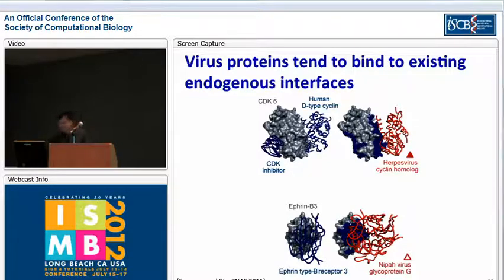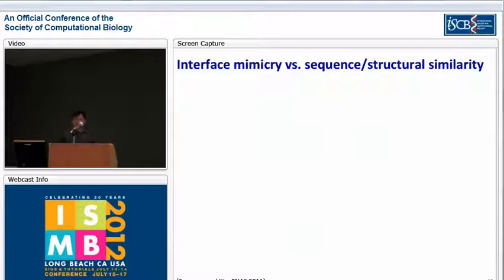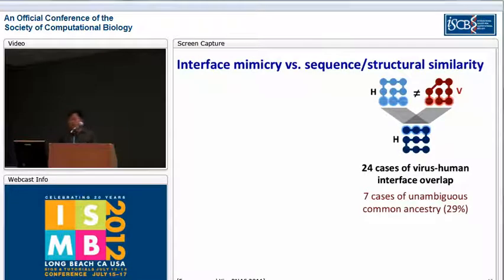So you can ask the question, what's the mechanism associated with interface mimicry? We know that viruses tend to bind to existing known endogenous interfaces by this phenomenon, interface mimicry. But how does it achieve this? Does it achieve this by having a protein which looks similar to a human protein, either similar in terms of sequence or similar in terms of structure? It turns out that that's only a minority. About 30% of the cases of interface mimicry. So for example, here there's a virus mimicking a human protein in terms of mimicking this particular interface. About 30% of the cases can be explained by sequence and structural similarity.